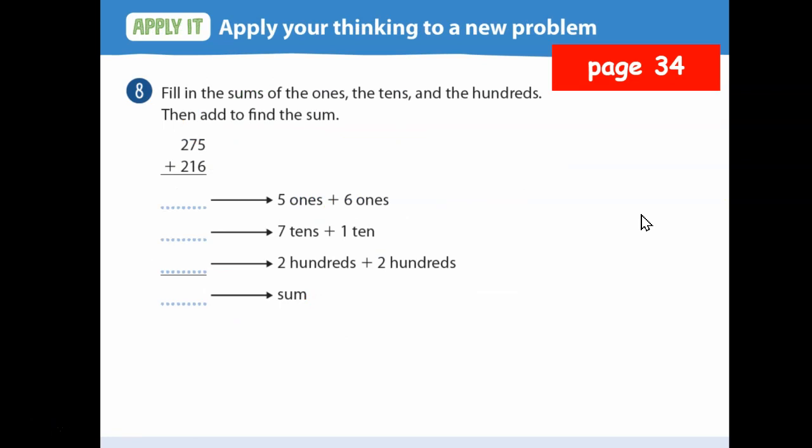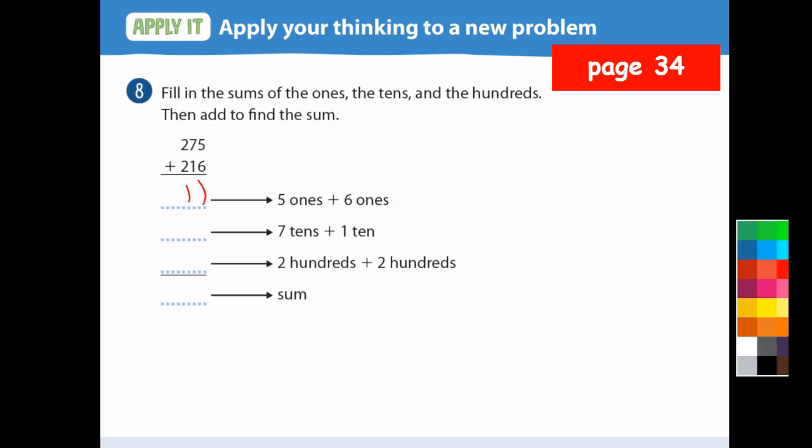So when I add 275 plus 216, I have to add all the ones first. So what's 5 plus 6? 5 plus 6, 11, right? When I add the 7 tens, what's 7 plus 1? 8. So that's 8 tens, right? 8 tens is, how do I write that in number form? 80.